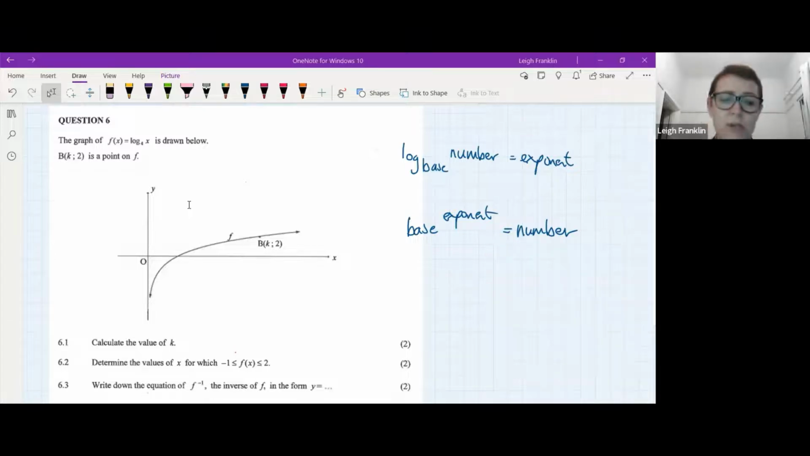Okay, all right, so anybody got an idea as to how we would calculate the value of k? Because really it's the how that's important. What do you guys think? You can put it into the chat or you can unmute. What would you do?